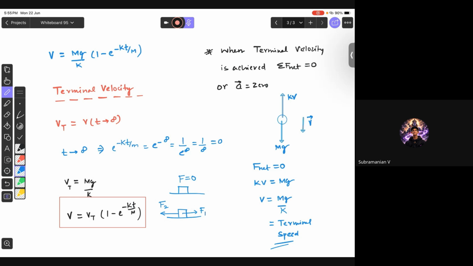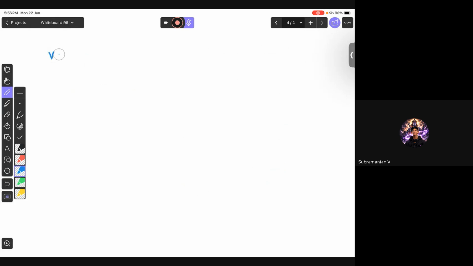The graph of this thing, if you draw it, is a graph you should remember. V equals mg by k into 1 minus e to the power minus kt by m. So do one thing, find the differentiation of v. The differentiation of v will be mg by k into minus of mg by k into e to the power minus kt by m.